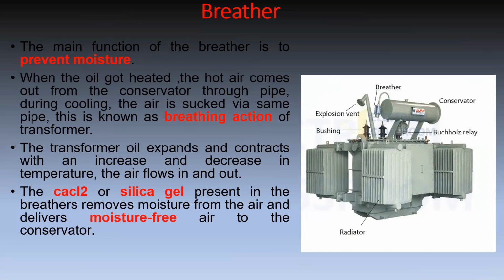Whenever the transformer is connected to the load, the temperature of the transformer oil increases and it produces vapor and air. The hydrocarbon material will produce carbon monoxide and hydrogen gases, which are very hazardous and very flammable, so they have to be released through the breather. It also sucks back some air, which is called the breathing action of the transformer. When it is taking in air, the air should be moisture free. That's why it is made of a material called silica gel or calcium chloride, to take moisture-free air back to the conservator. This is the main function of the breather.